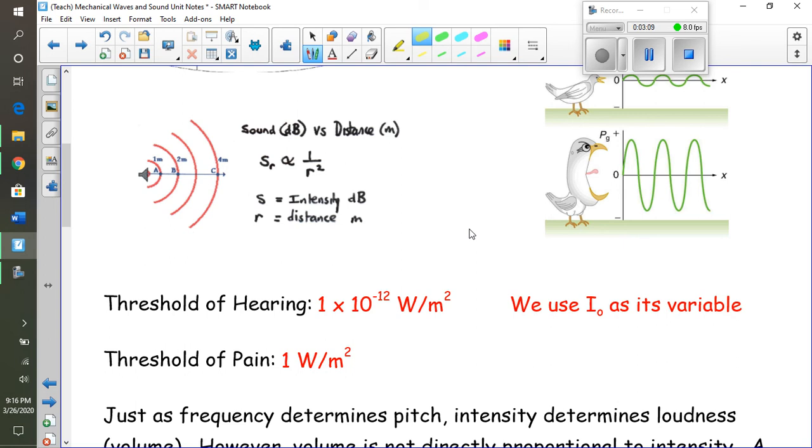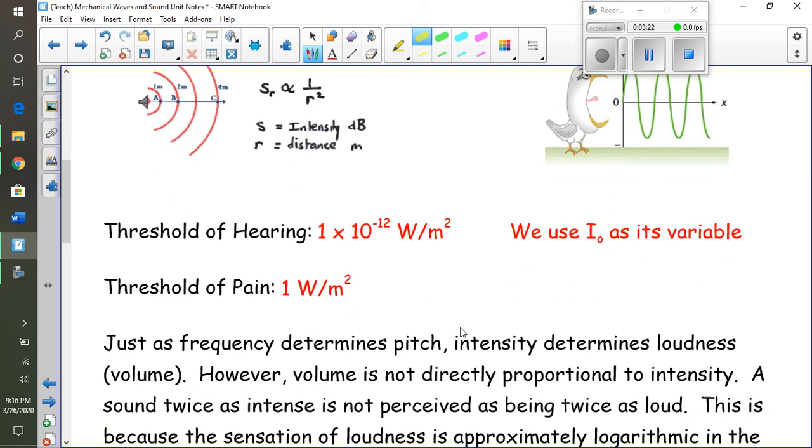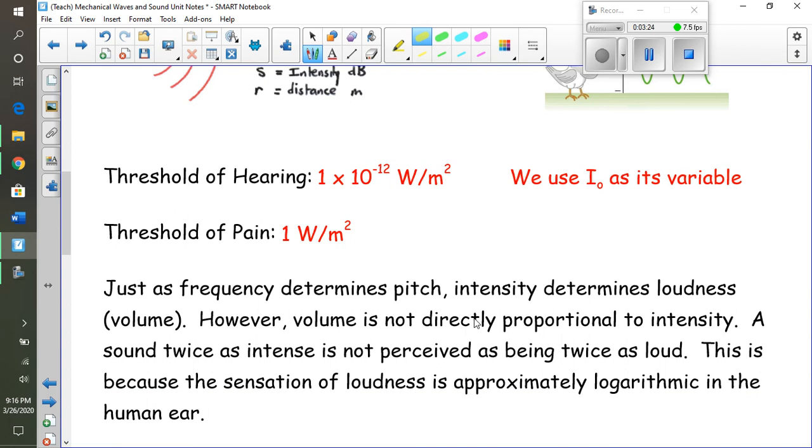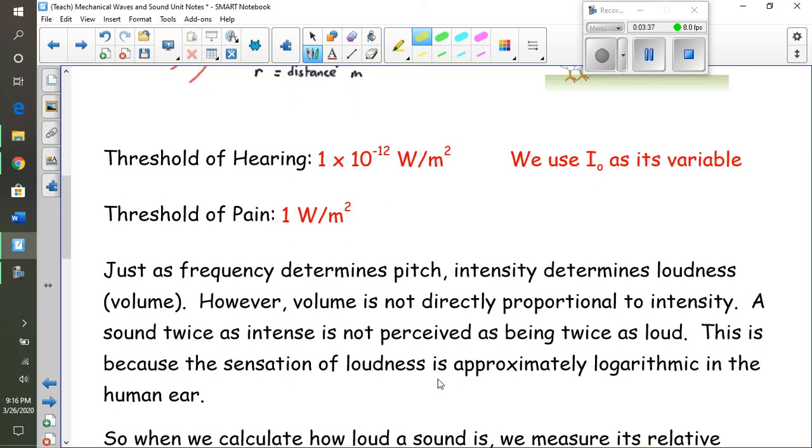Then we have the threshold of pain. This is where the average human would experience physical pain because of something being so loud, and that's actually 1 watt per square meter. So, just as frequency determines pitch, intensity determines loudness or the volume. Volume, though, is not directly proportional to intensity. It's approximately logarithmic in our ears.